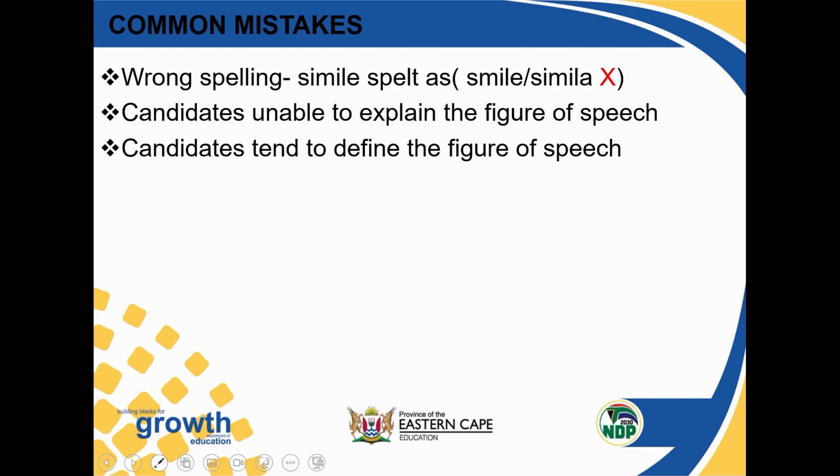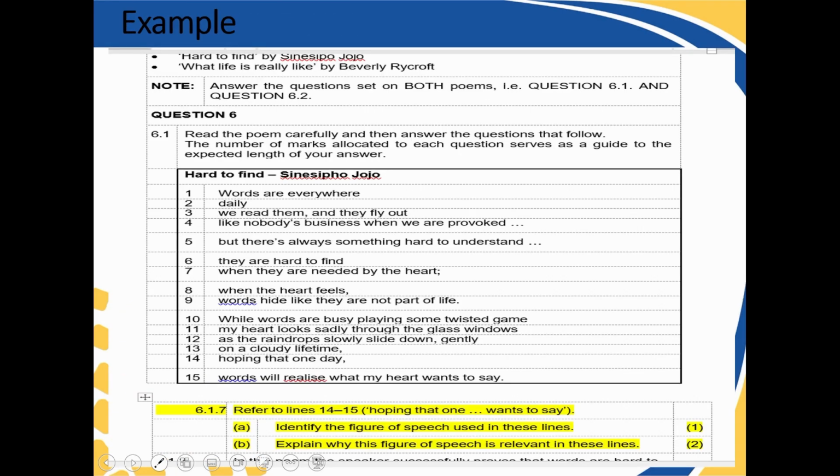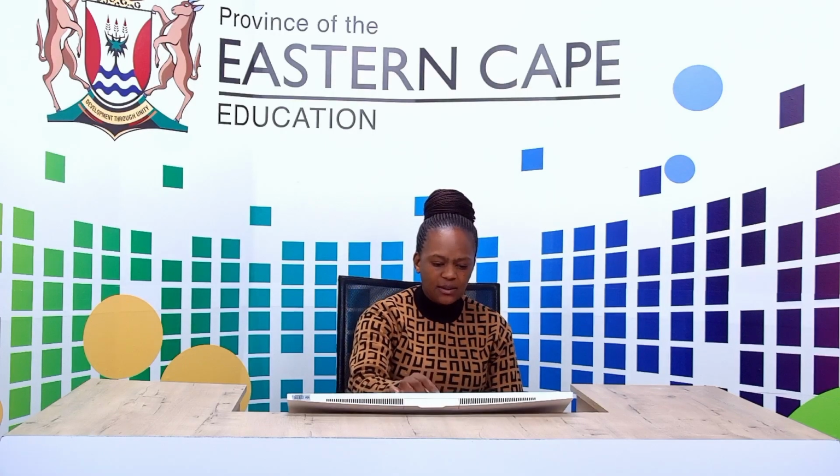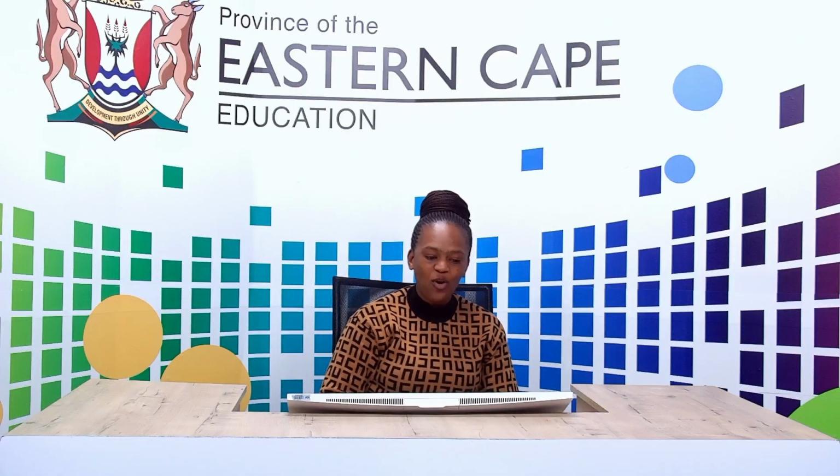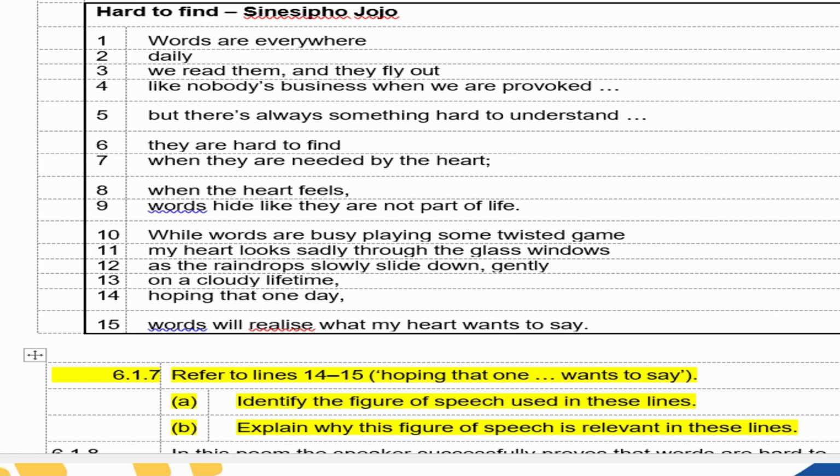Now let's look at the example. Here we've got a poem, Hard to Find by Sinesipho Jojo. Okay, Hard to Find by Sinesipho Jojo. Right. So we are focusing on 6.7, refer to lines 14 to 15, where one is asked to identify the figure of speech used in these lines and explain why this figure of speech is relevant in these lines.